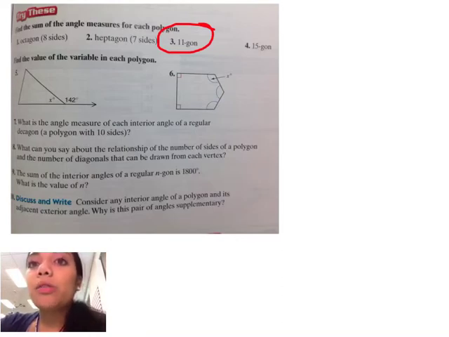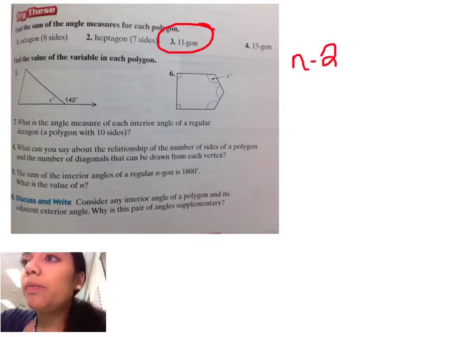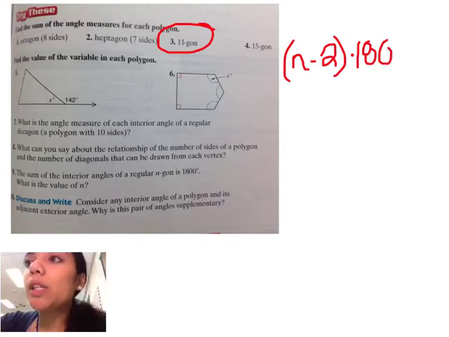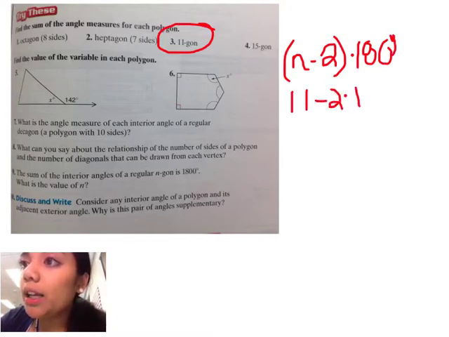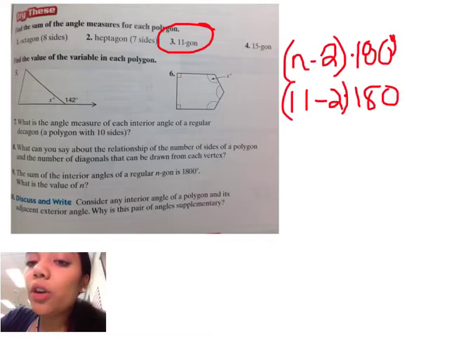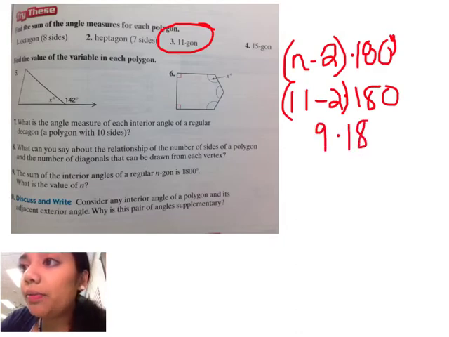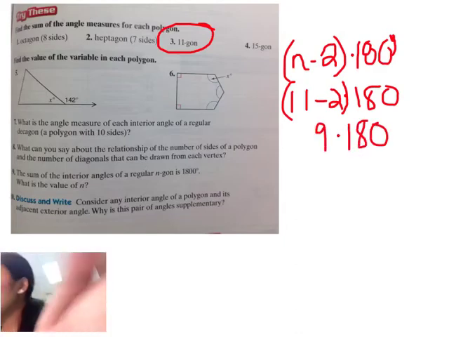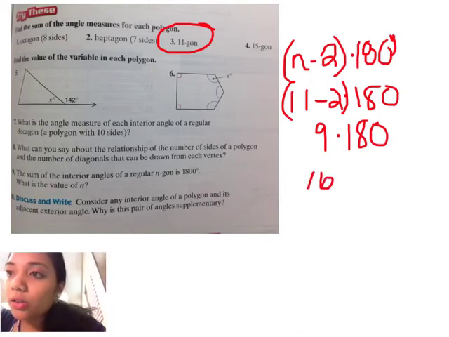Well, if I look back in my notes to find the sum, all I have to do is use the numerator of that formula, which is n minus 2 times 180. So n equals the number of sides. Well, an 11-gon means there are 11 sides. So I plug in 11 minus 2 times 180. And I do my parentheses first because it is order of operations, which is 9 times 180. And 9 times 180 is 1,620 degrees.